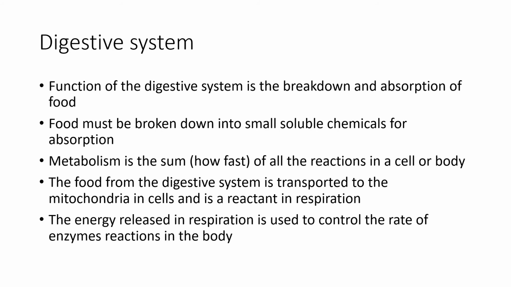When we have food substances going into cells, specifically we have sugar in the form of glucose going into the mitochondria, and we have a chemical process known as respiration. In the chemical process respiration, mitochondria take glucose and oxygen and they convert it into carbon dioxide and water. And as a result, energy is released. We will come back to respiration again in another presentation. But the energy that gets released is used to control the rate of enzyme reactions inside the body and hence metabolism.